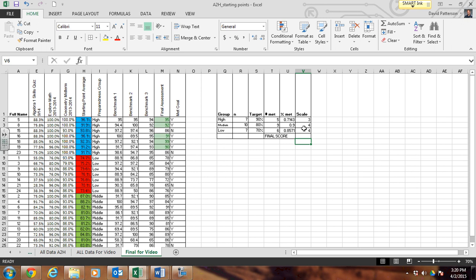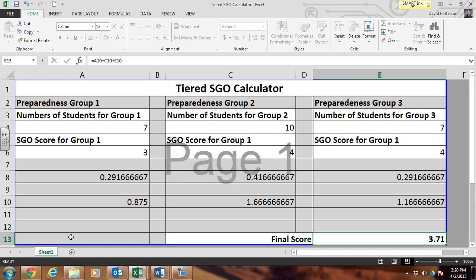I can't just take a numerical average of those though, because as you see, I don't have the same number of students in each group. So how I go about figuring out what that score should be is I use the tiered SGO calculator. Now the tiered SGO calculator has it set up for 3 groups, as you see here.